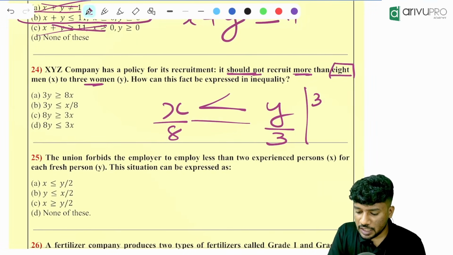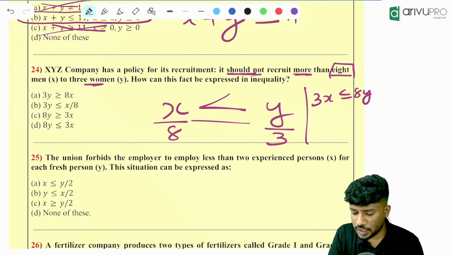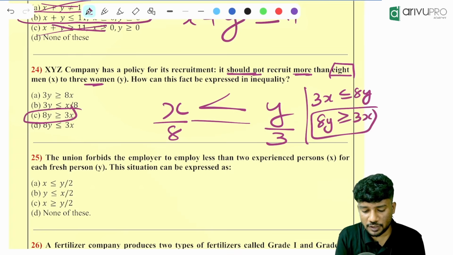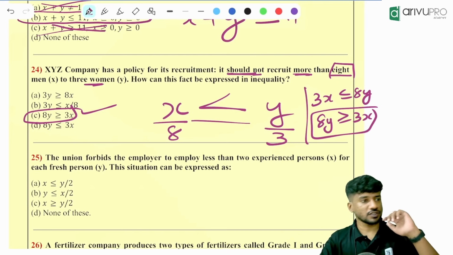Option C. 3x is less than or equal to what? 8y. From this, 8y is on the other side, so you can write it as 8y is greater than or equal to 3x. Which option is giving you the answer? 8y is greater than or equal to 3x. Option C is the answer.